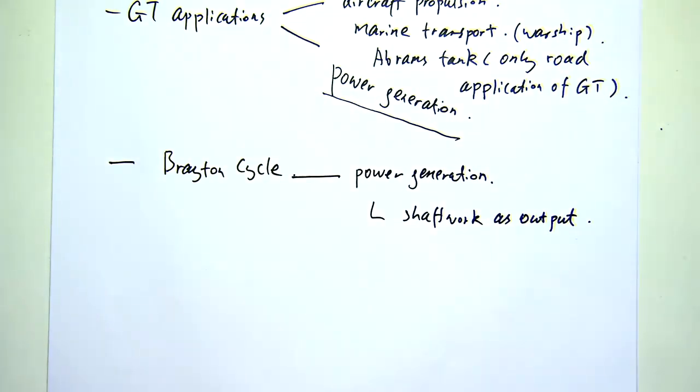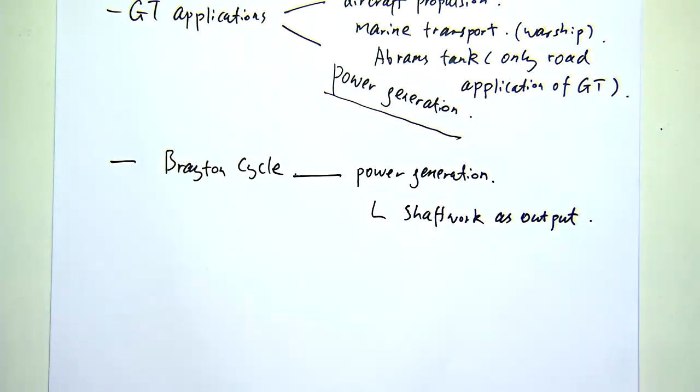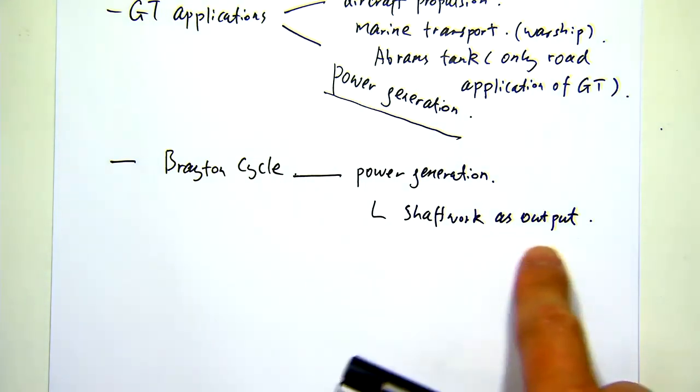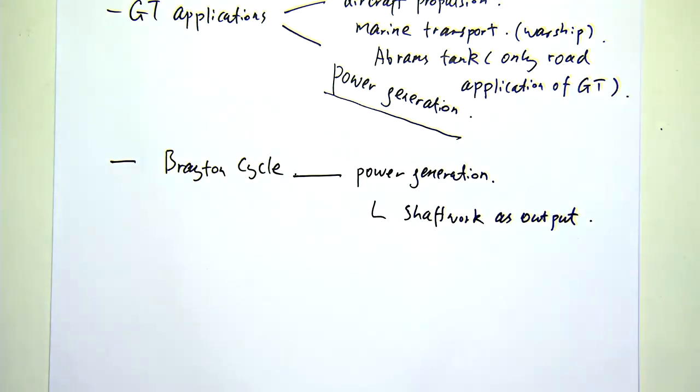Later on, we are going to discuss when a gas turbine is used for propulsion. In that case, the useful output is not shaft work, but thrust. So you produce high velocity gas, which is to propel the aircraft. That's different in terms of the output. Here, increasing the amount of shaft work as output is the target.